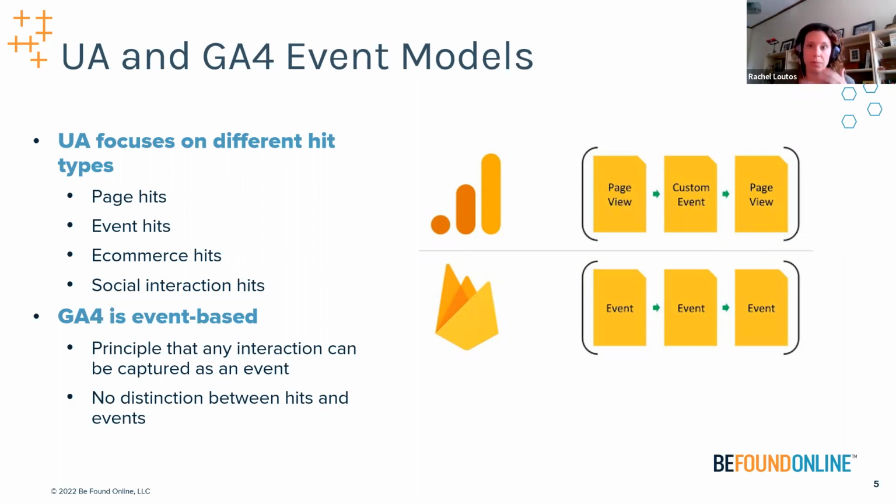A little bit of extra information for you, if you will. So UA focuses mostly on hit types. So page hits, event hits, e-commerce hits. You'll notice that even events are classified as a hit in UA. And in GA4, we need to reframe our mind a little bit. GA4 is much more event based, with the principle that any interaction can be captured as an event. So this means that things that were previously considered to be hits in UA are now considered to be events in GA4. GA4 has no distinction between hits and events.